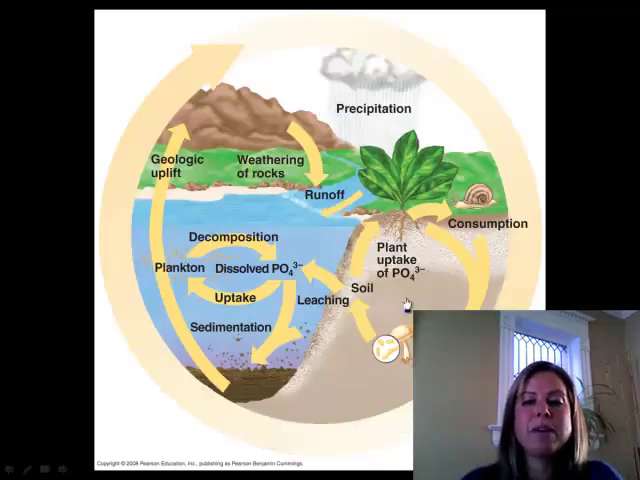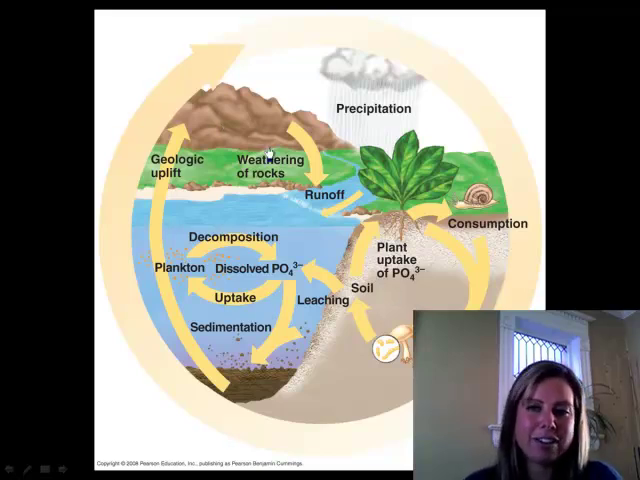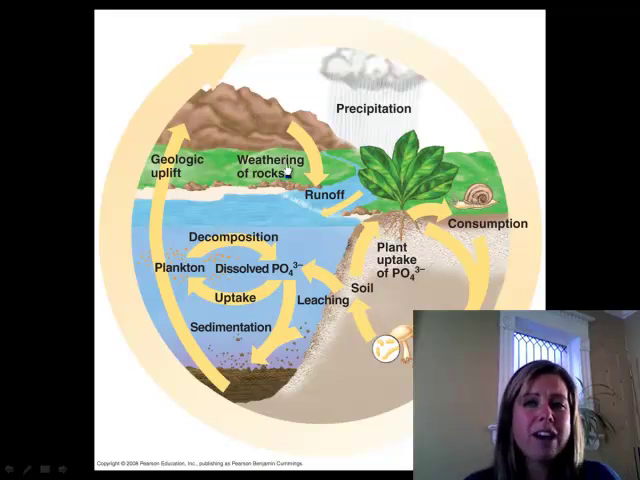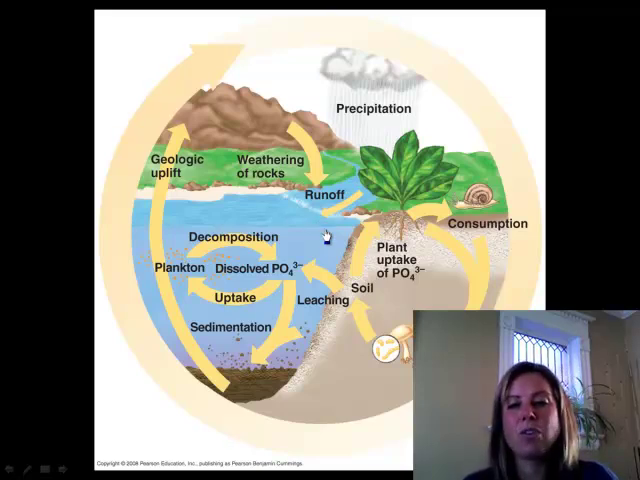Now, this is going to be a picture of the phosphorus cycle. And phosphate is going to enter an ecosystem through the weathering of rocks. So rocks are going to have phosphates in them, and then precipitation is going to make that run off into waterways and into the ground.